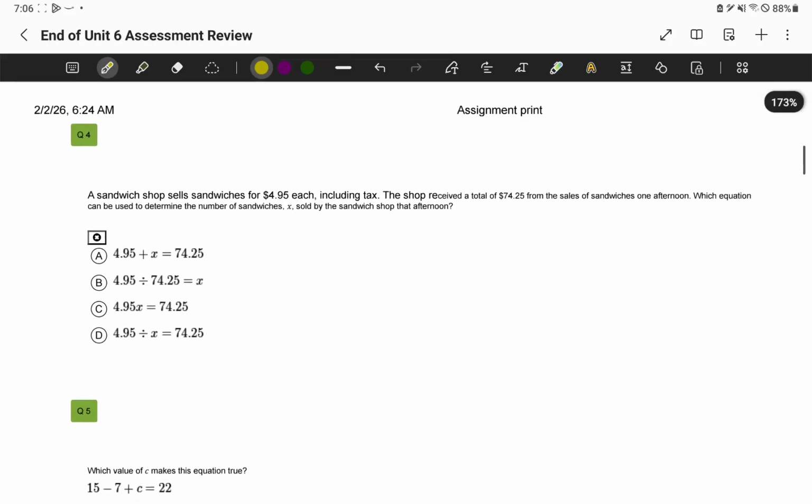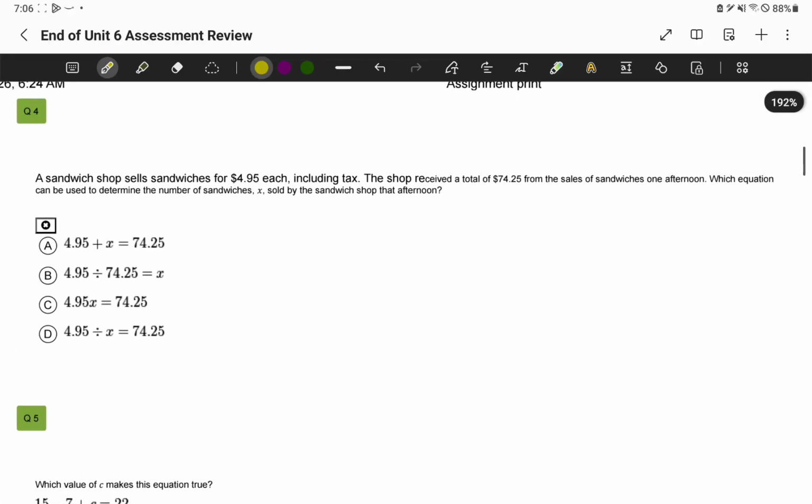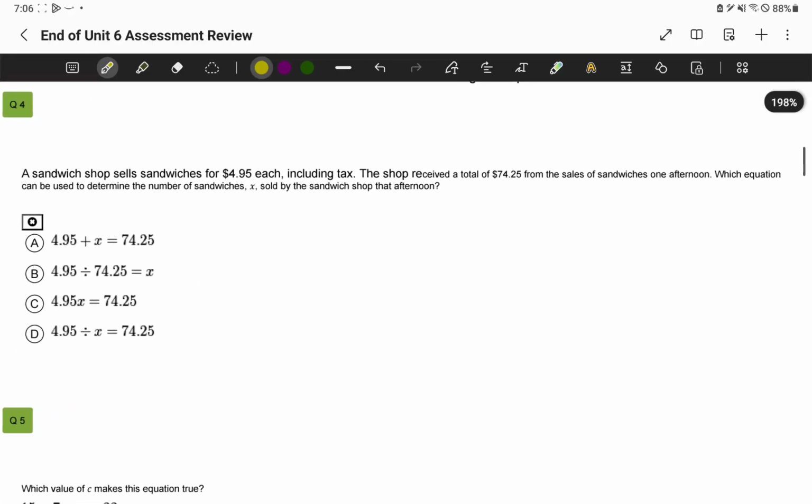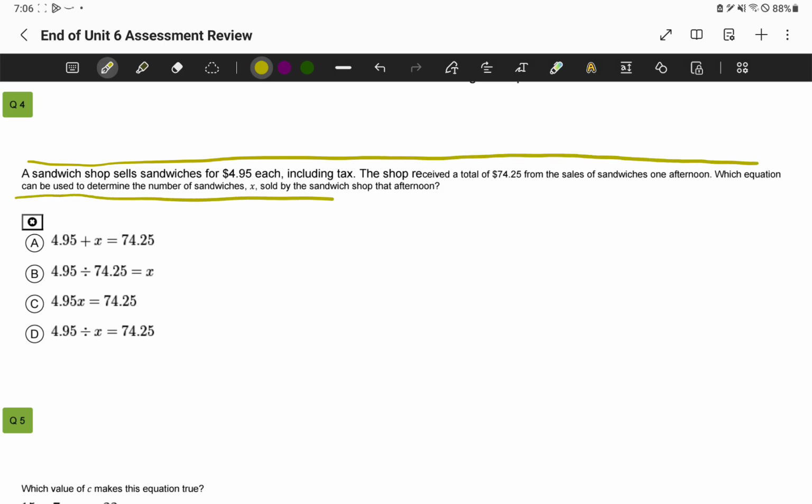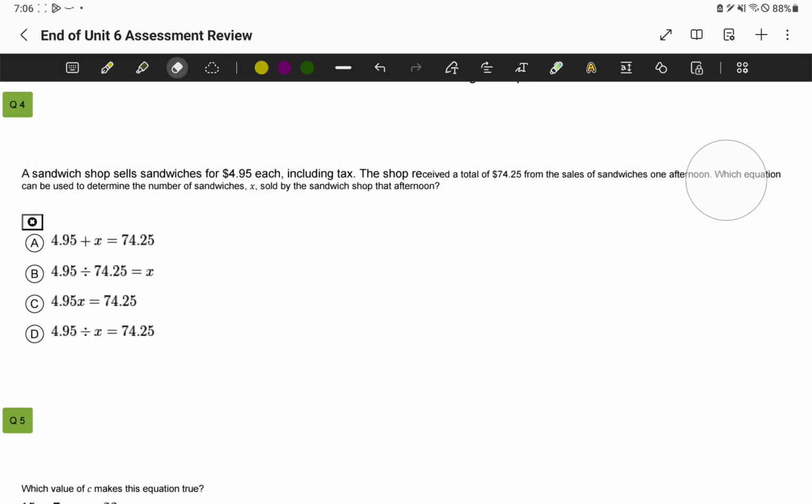Now, I don't know why the font is different halfway through this problem. It starts out big and gets smaller as it goes. At least that's how it appears to me. But, yeah, it is what it is.